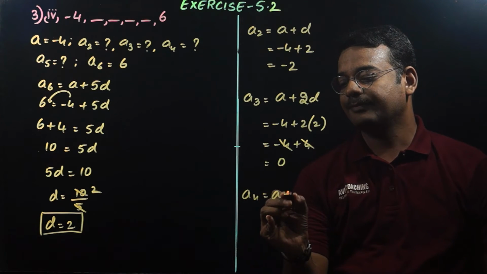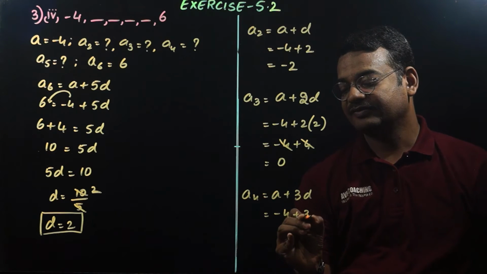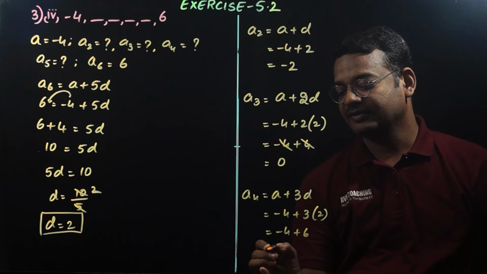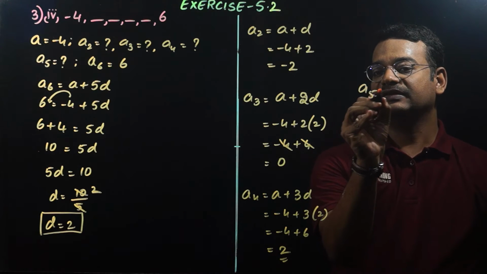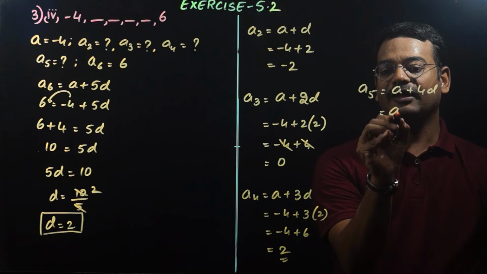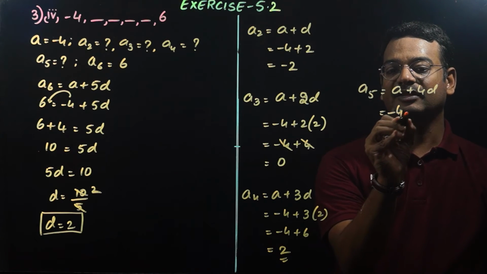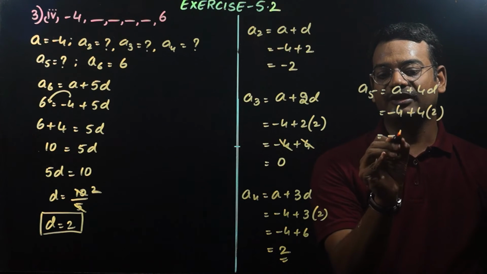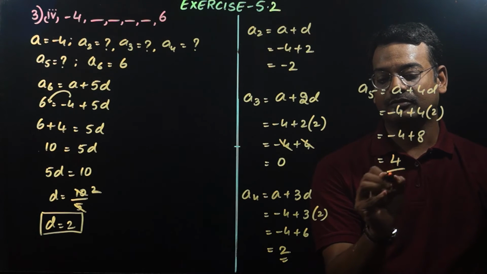A4 is A plus 3D. A is minus 4 plus 3 into 2, which is equal to minus 4 plus 6, which is 2. Again, A5 is equal to A plus 4D. A is minus 4 plus 4 into 2. So D value is 2. Minus 4 plus 8, 8 minus 4 is 4.